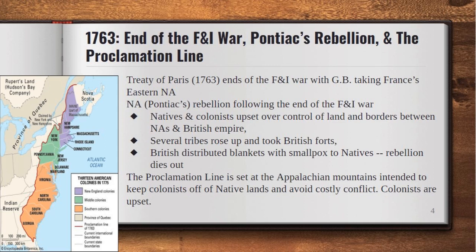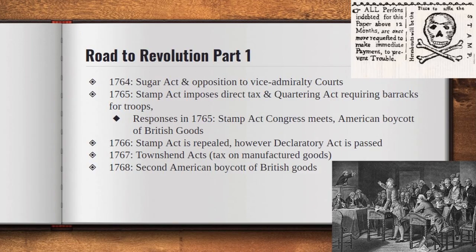The British, looking to further avoid conflict on the frontier, imposed the Proclamation Line of 1763, which forbade American colonists from settling across the Appalachian Mountains. This restriction would anger the colonists. Now we're going year by year with the events.